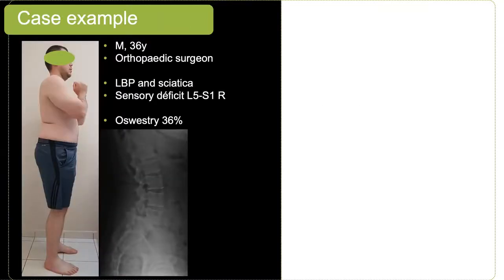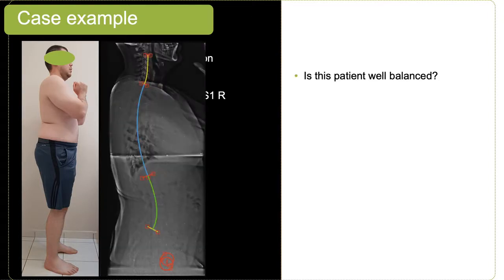A case example of a male of 36 years old, an orthopedic surgeon. He has low back pain and sciatica and a sensory deficit of L5 and S1 right roots, and an ODI of 36%. The question is: is this patient well balanced?